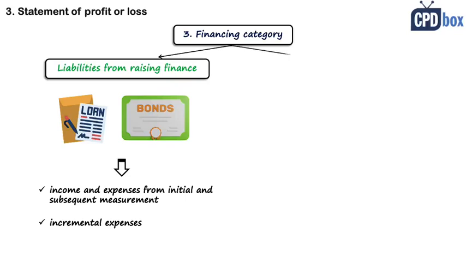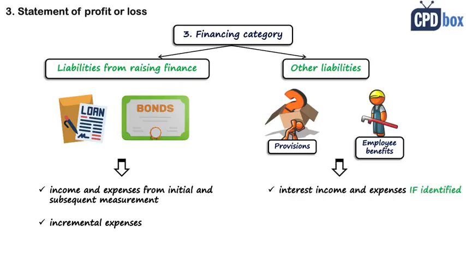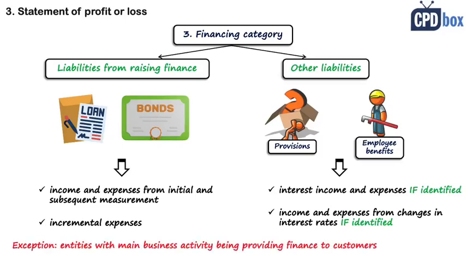The second type of liabilities are other liabilities not related to raising finance, for example, provisions or employee benefits. And here, interest income and expenses from changing rates, if they are separately identified by the entity, are presented here. The exception is an entity whose main business activity is providing finance, like banks. So here, those items from raising finance go in the operating category.